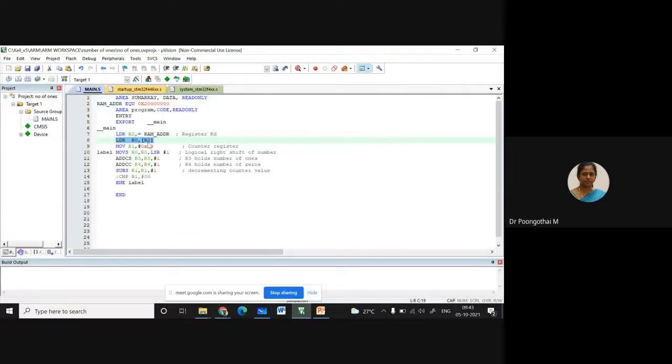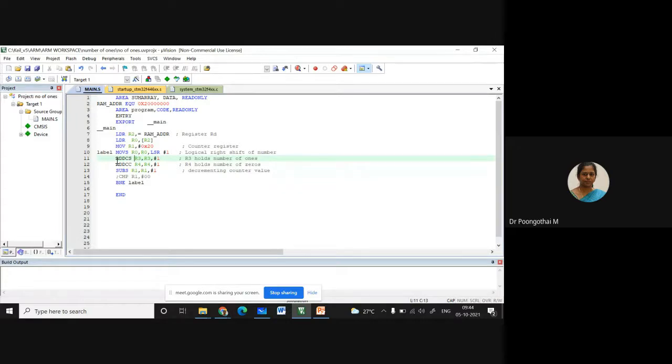This instruction transfers a 32-bit value, that is the 32-bit data pointed to by R2, to R0. And this one holds your count value. Next, I'm going to perform a logical right shift of the number to trace the number of zeros and ones. Once the carry flag is affected, you have to use this conditional attribute along with add. If carry is set, you are supposed to increment R3. If carry is clear, you have to increment R4.